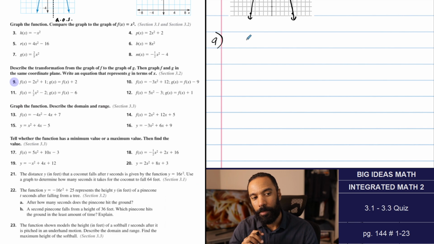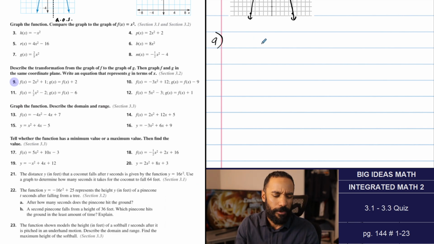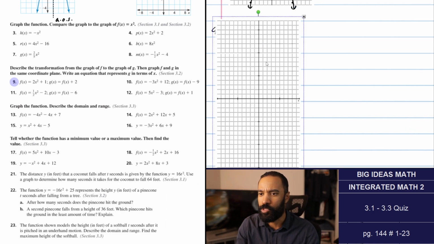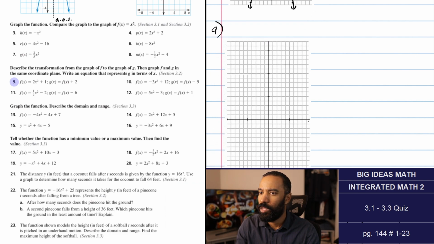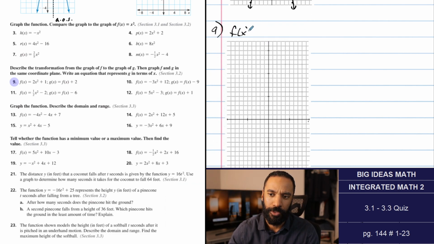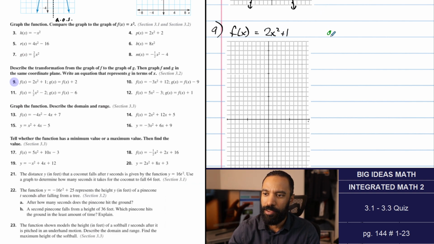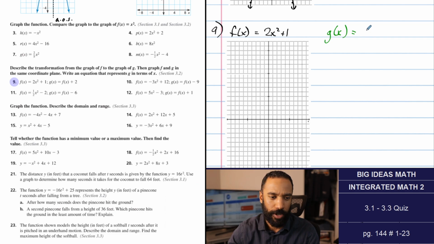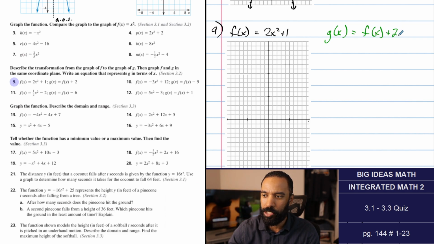f of x equals 2x squared plus 1. g of x equals f of x plus 2. I remember these question types. Okay, so I'm going to do one in black, one in blue. f of x equals 2x squared plus 1. Now, g of x being f of x plus 2.